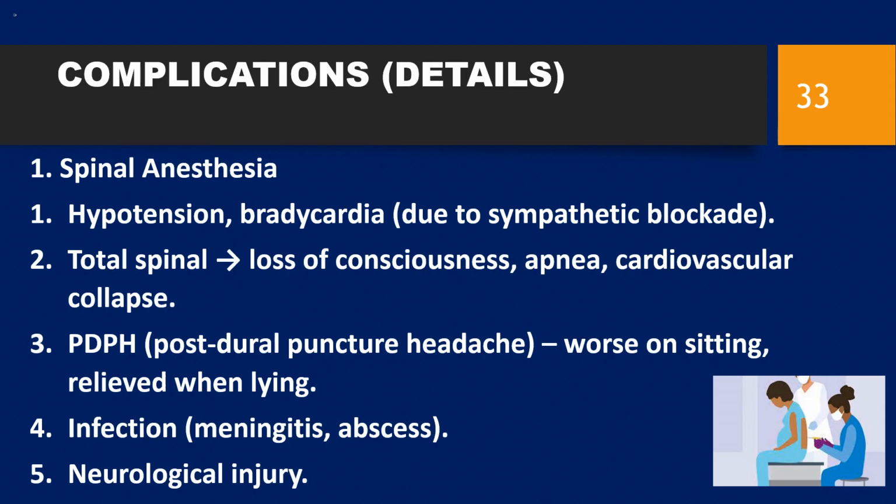Complications of regional anesthesia. 1. Spinal anesthesia complications. 1. Hypotension, bradycardia, due to sympathetic blockade, leading to vasodilation and decreased heart rate. 2. Total spinal, a complication where the block spreads too high, causing loss of consciousness, apnea, and cardiovascular collapse.